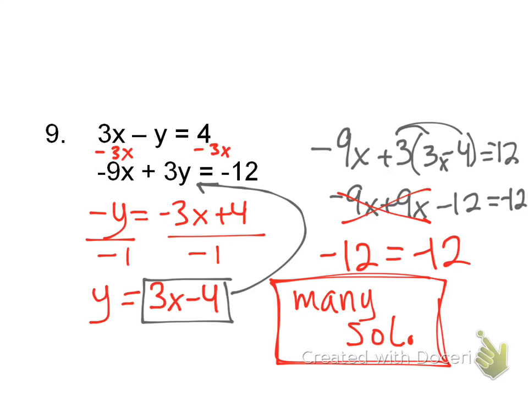All right, if we looked at these graphically, they would be the exact same line. You can see that if you're just looking at the equations, it looks like if you took the top one and multiplied it by negative 3, you'd end up with the bottom one. So yeah, they're the exact same line. Many solutions. What are your questions?